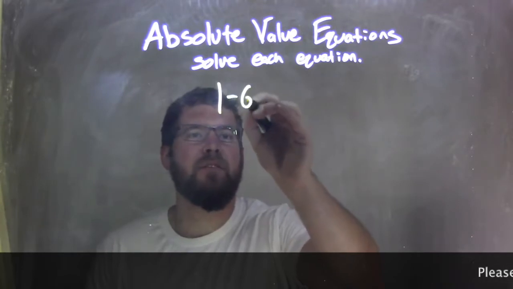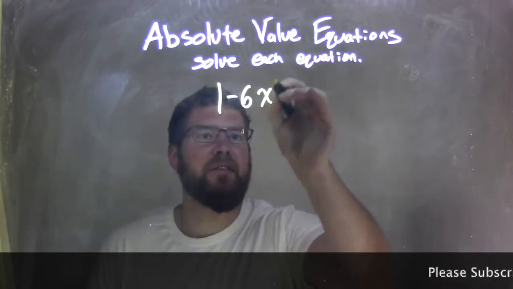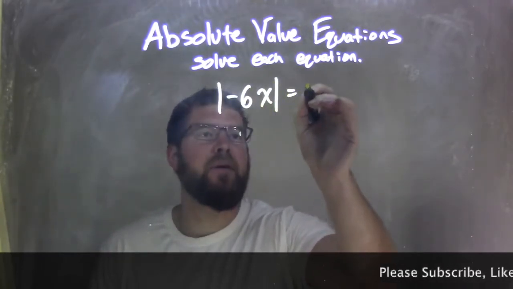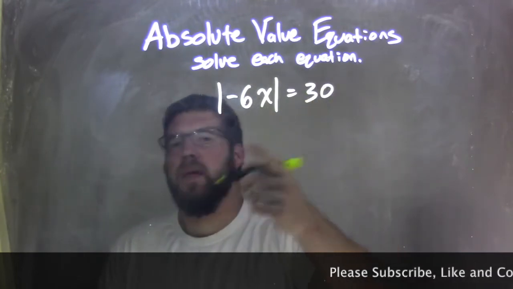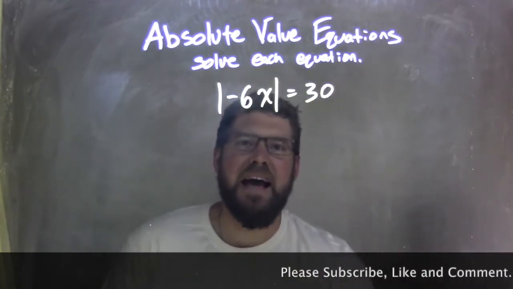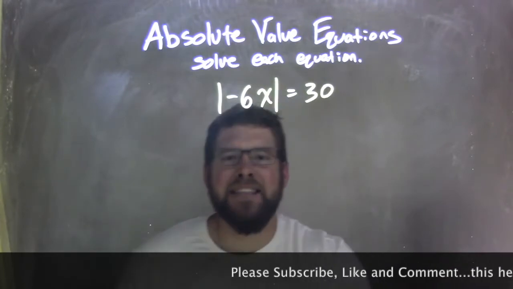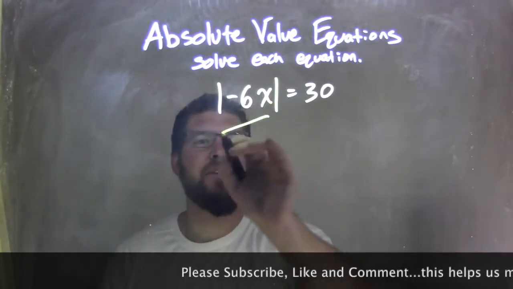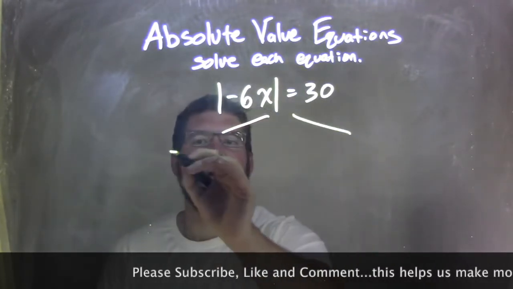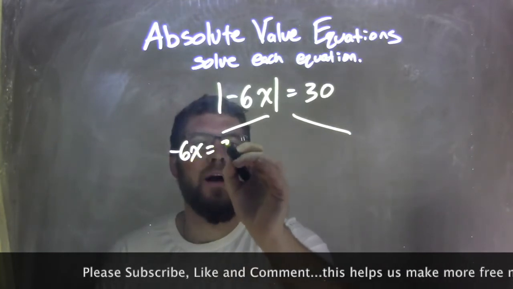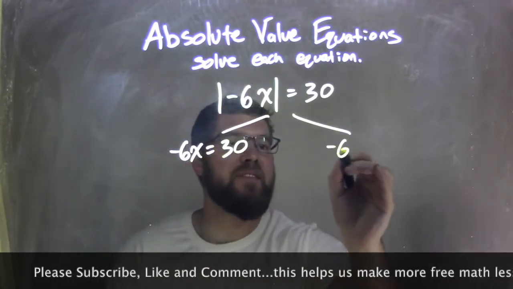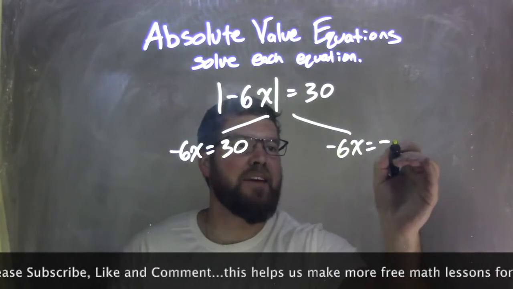Absolute value of negative 6x equals 30. All right, our absolute value is isolated here. Fantastic. And so now I need to separate this equation into two different equations. Negative 6x equals a positive 30, and negative 6x equals a negative 30.